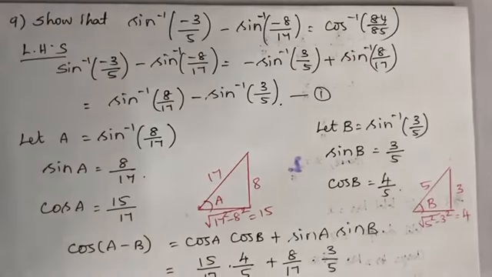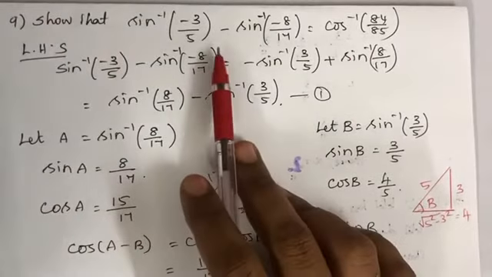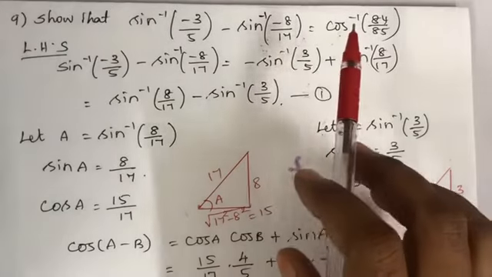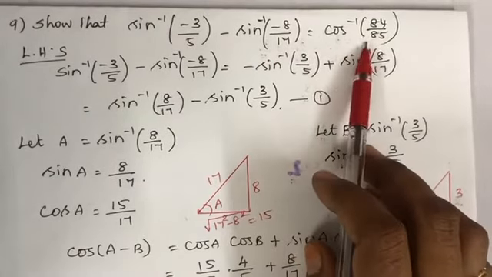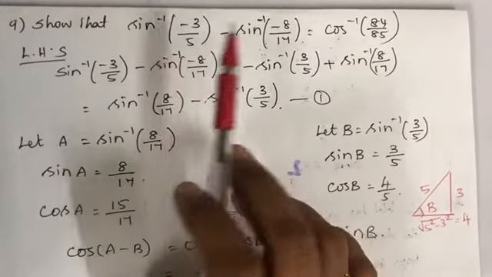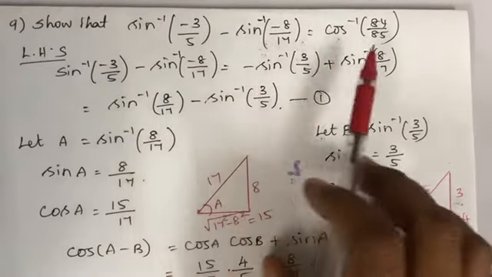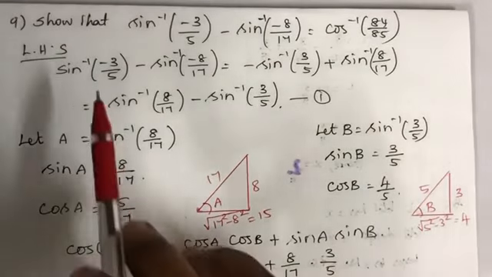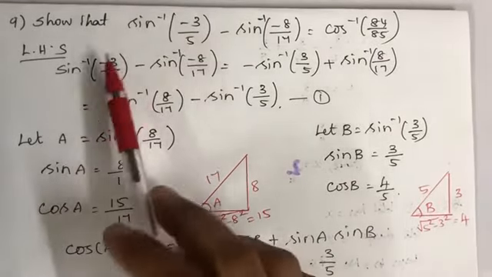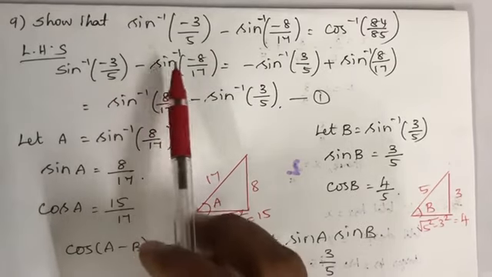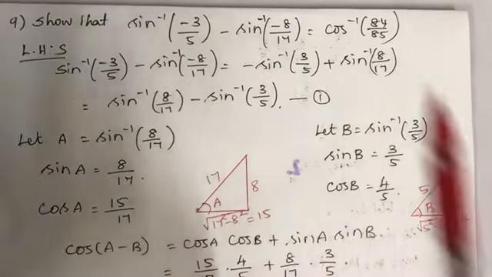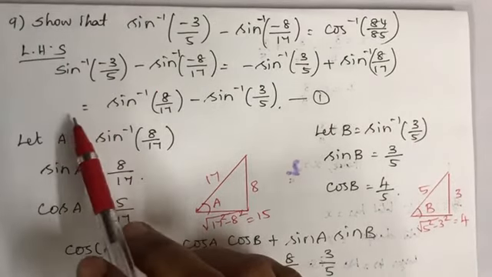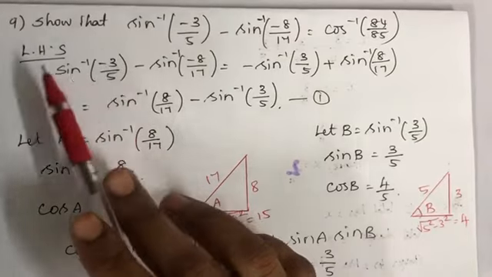Show that sine inverse minus 3 by 5 minus sine inverse minus 8 by 17 is equal to cos inverse 84 by 85. So, sine inverse this and minus sine inverse this is equal to cos inverse 84 by 85, we have to show. Let us take the left hand side: sine inverse minus 3 by 5 minus sine inverse minus 8 by 17. As we know, sine is an odd function. It is an odd function. So, the minus will come out.